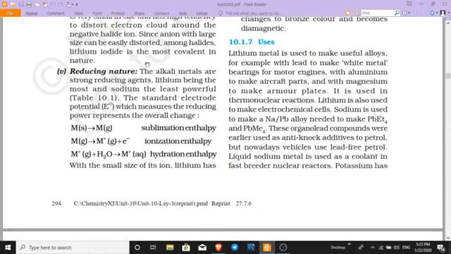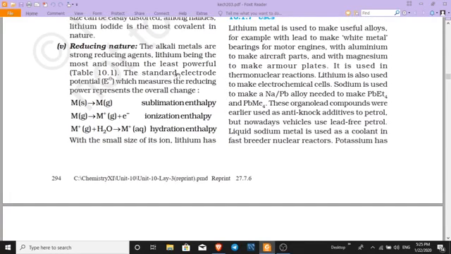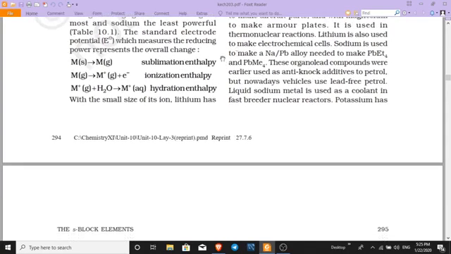Now reducing nature. The alkali metals are strong reducing agents, lithium being the most and sodium the least powerful. The standard electrode potential, which measures the reducing power, represents the overall change, M solid to M aqueous. Now, turning from solid into gas is called sublimation enthalpy. Then turning into ion, or simply removing one electron, the energy required to remove one electron is called ionization enthalpy.